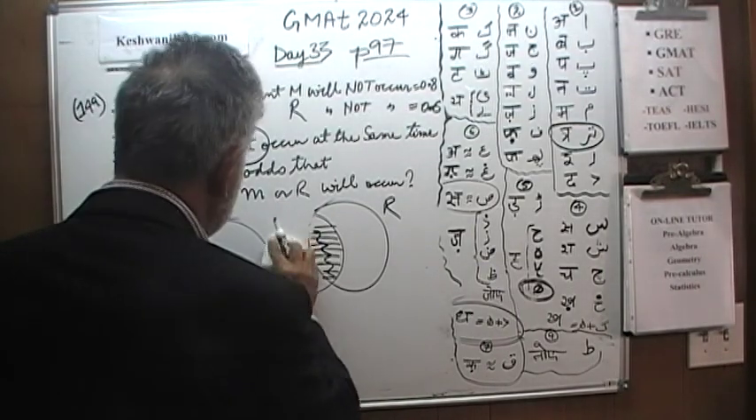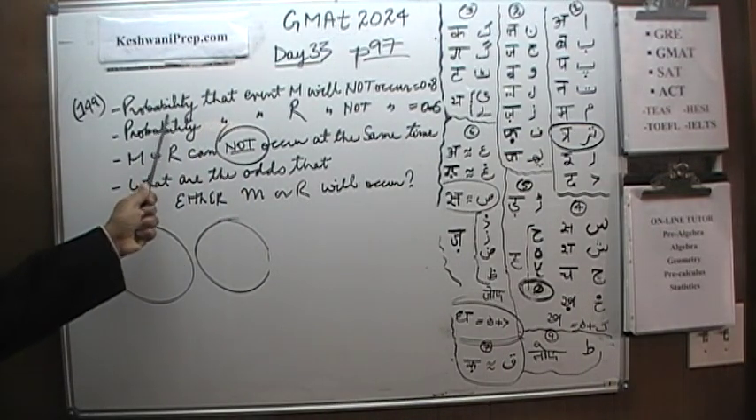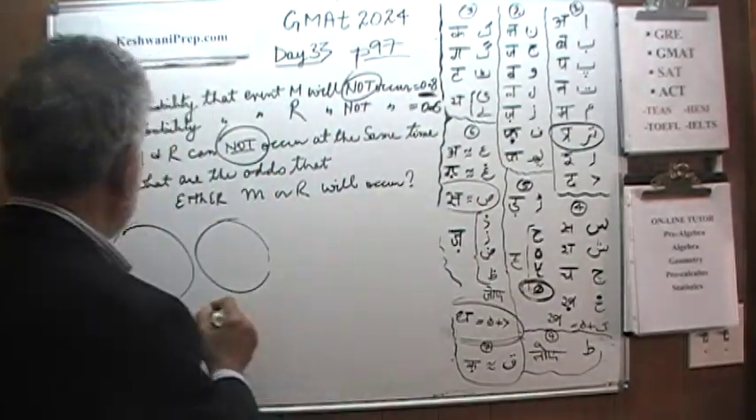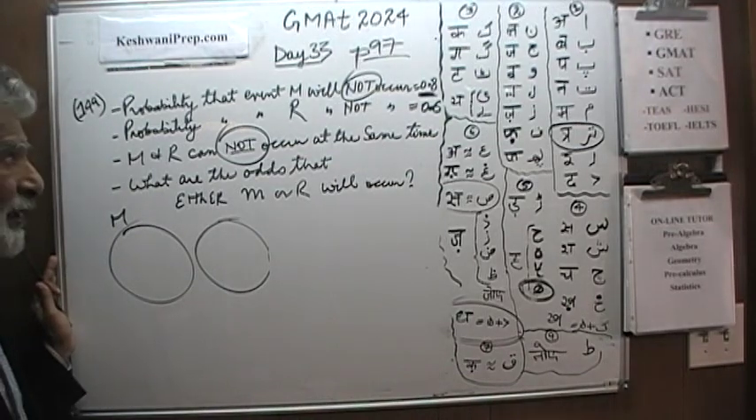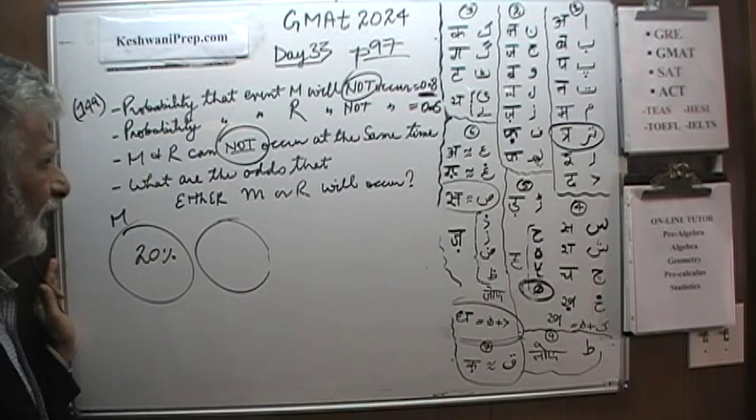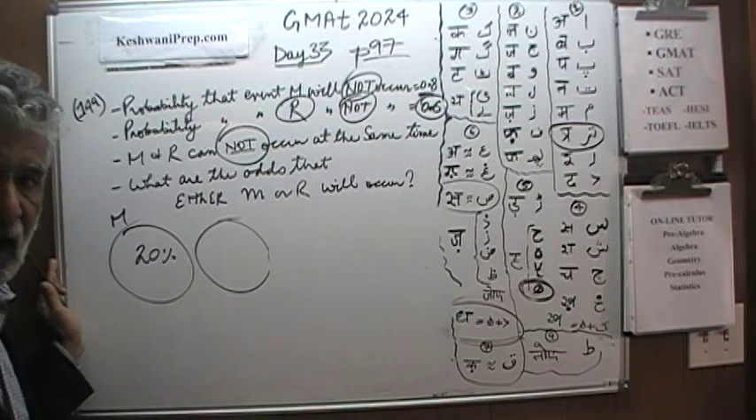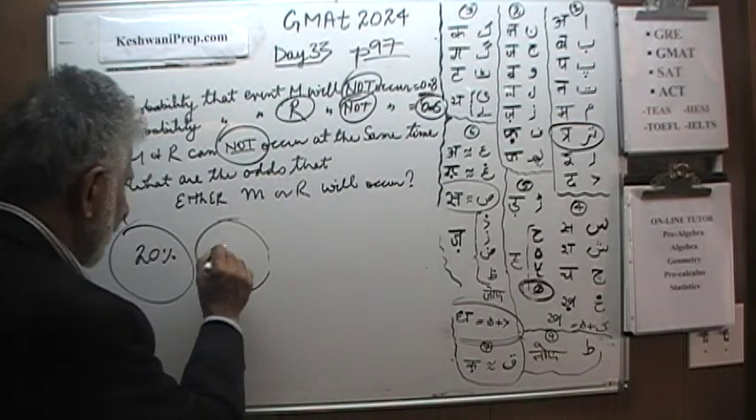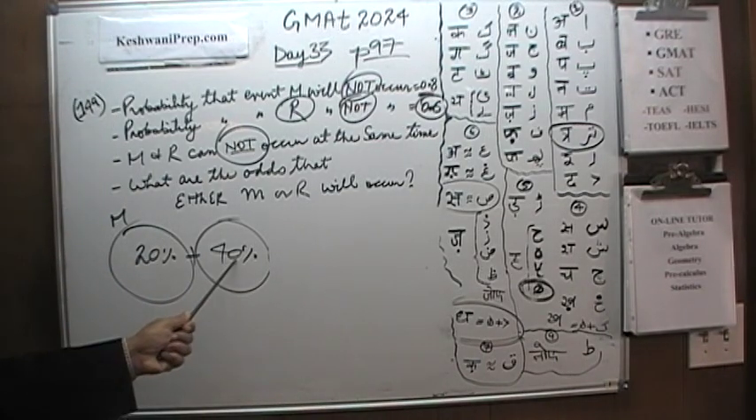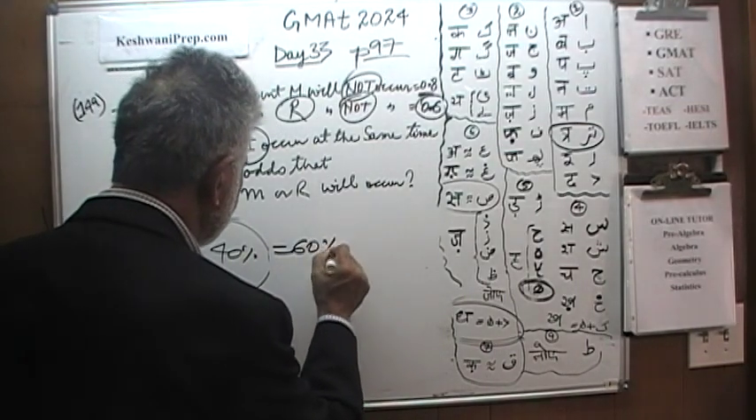And we are told that the odds that the event M will not occur is 0.8. That implies that the odds that the event M will occur is simply 20%. Similarly, the odds that R will not occur is 60%. Therefore, the odds that R will occur is simply 40%. And therefore, what are the odds that either this or that occurs? It is simply the sum of the two, which is 60%. That's all.